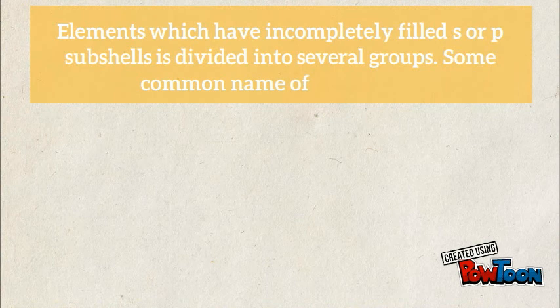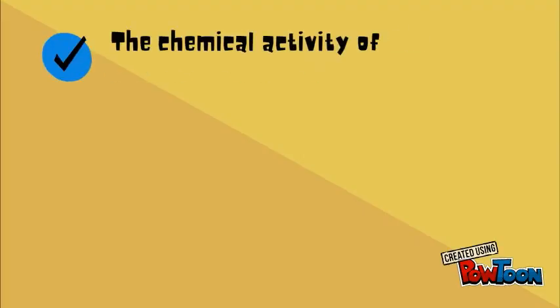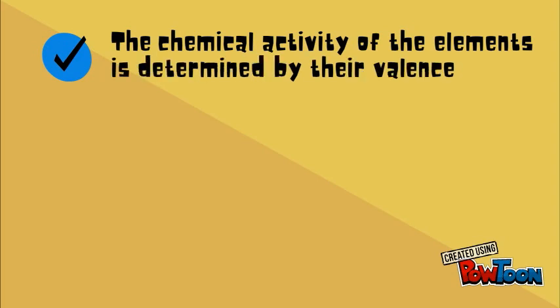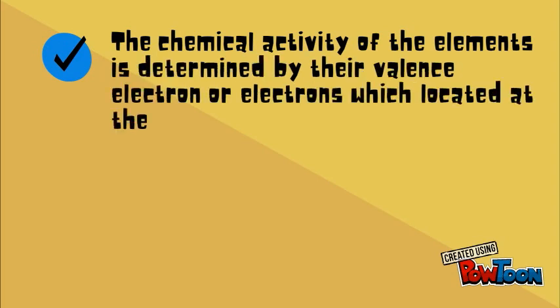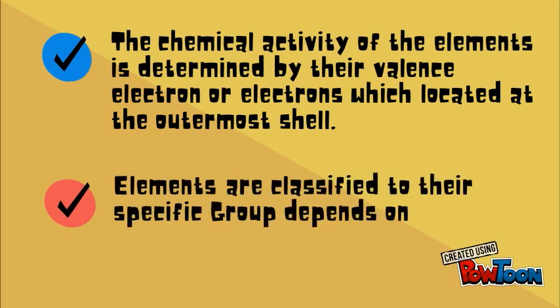Some common names of the groups: Group IA, also known as alkali metals. Group IIA, also known as alkaline earth metals. Group VIIA, also known as the halogen group. Group VIIIA, also known as noble gases. The chemical activity of the elements is determined by their valence electrons, which are located at the outermost shell. Elements are classified into their specific group depending on their valence electrons.